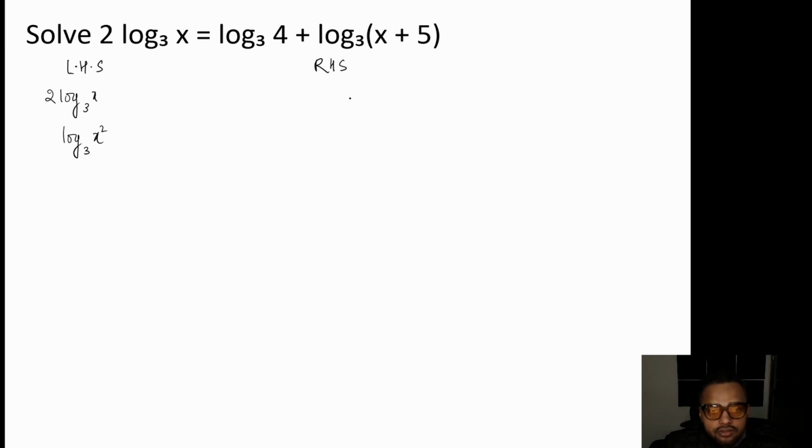Now let's talk about the right hand side. In the right hand side, student, log of 4 base 3 plus log of (x plus 5) base 3. Now first, what I've told you is that we need to see the bases here.